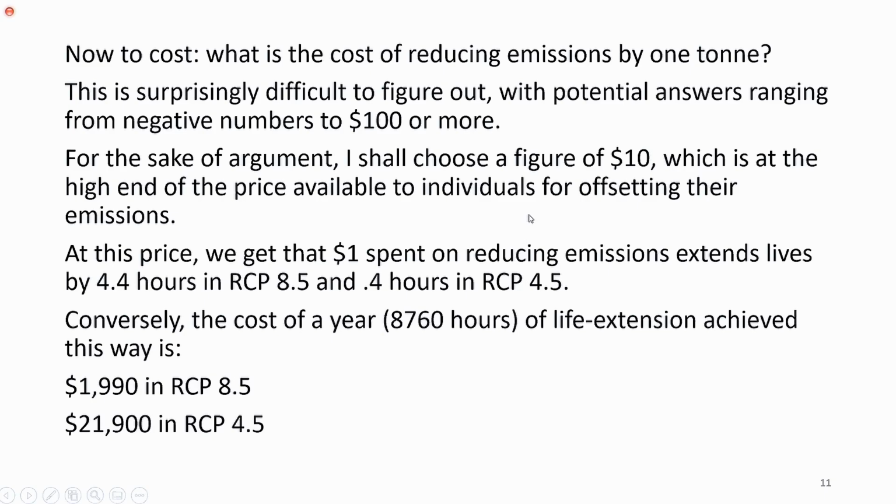Sometimes they plant trees, perhaps more reliably. They provide people living in poor countries facilities to live their lives in ways that don't involve so much emissions. For example, by providing efficient cooking stoves to people who live in Africa and India. Well, suppose that is the price, about $10 per ton. We can get that $1 spent on reducing emissions extends life by 4.4 hours in RCP 8.5 and 0.4 of an hour in RCP 4.5.